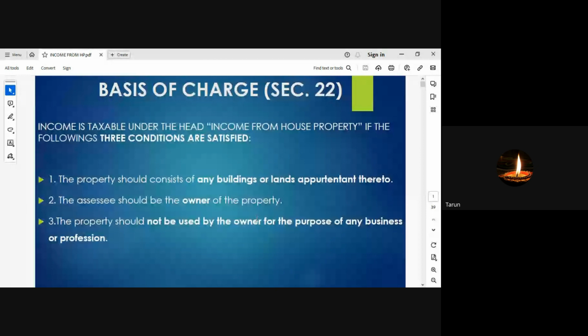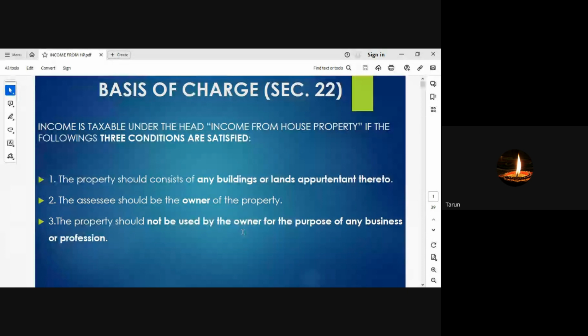Let's begin with the terms which are used in calculating the income from house property. What are the rules and regulations that need to be followed to estimate such income? And what are the different perspectives we need to learn in the theoretical aspect, which are very important for the examination, whether multiple choice questions or subjective questions, during your final examination. So let's begin with the basis of charge.